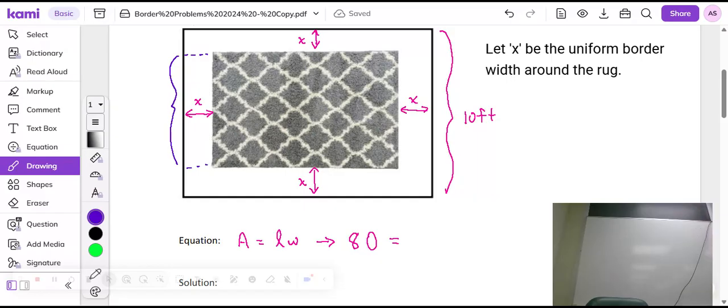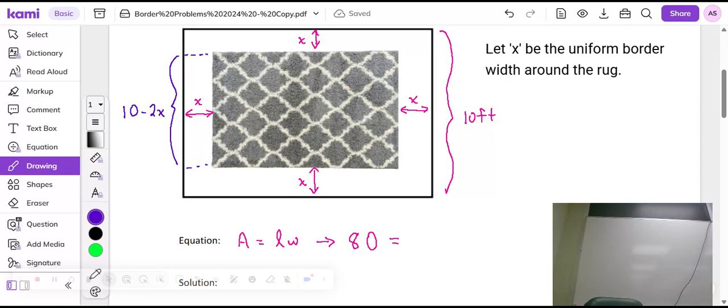So we can just eyeball this. Look, guys. So if the whole room is 10 feet, and we have to take away the border on every side, then wouldn't an expression for the width of the rug just be the width of the whole room, 10, minus 2 times whatever the width of the border is? It's just 10 feet, and then you have a border on each side, right?